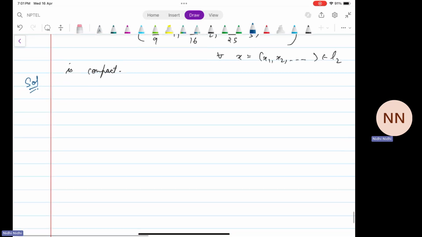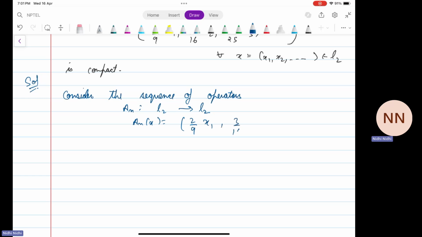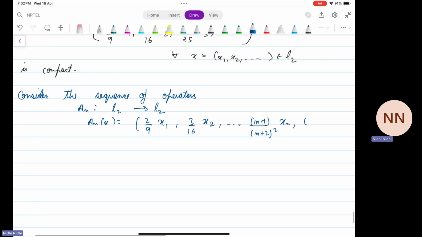Now consider the sequence of operators An from L2 to L2, where An x is equal to, we will be taking the first n terms as in A. So the nth term would be (n+1)/(n+2)² xn, and after that it is 0.